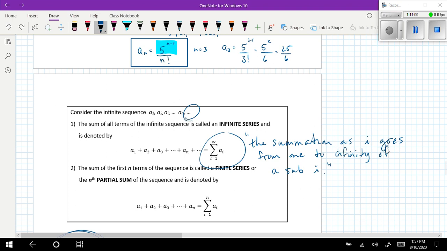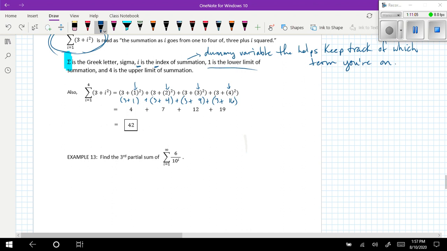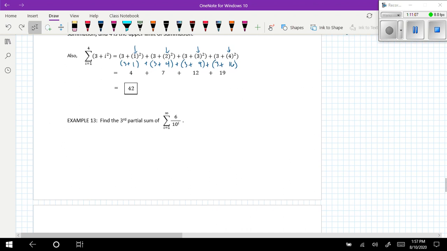A series is the summation of a sequence. So it's kind of weird. You can't really have a series without having a sequence first, right? Example 13. Find the third partial sum of the summation as i goes from 1 to infinity of 6 divided by 10 to the i.